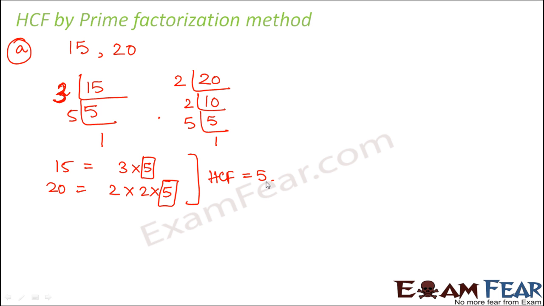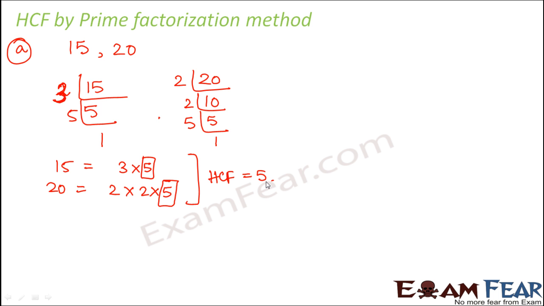So it is pretty simple. The logic is also very simple. What we are doing is we are writing those numbers as a product of their prime factors. Now we compare their prime factors, and whichever is the common prime factor, that is the highest common factor.